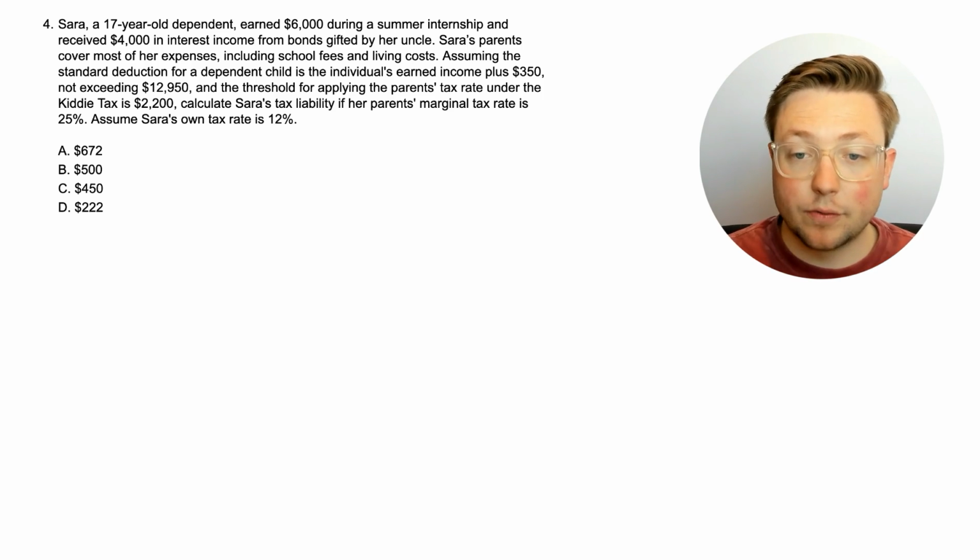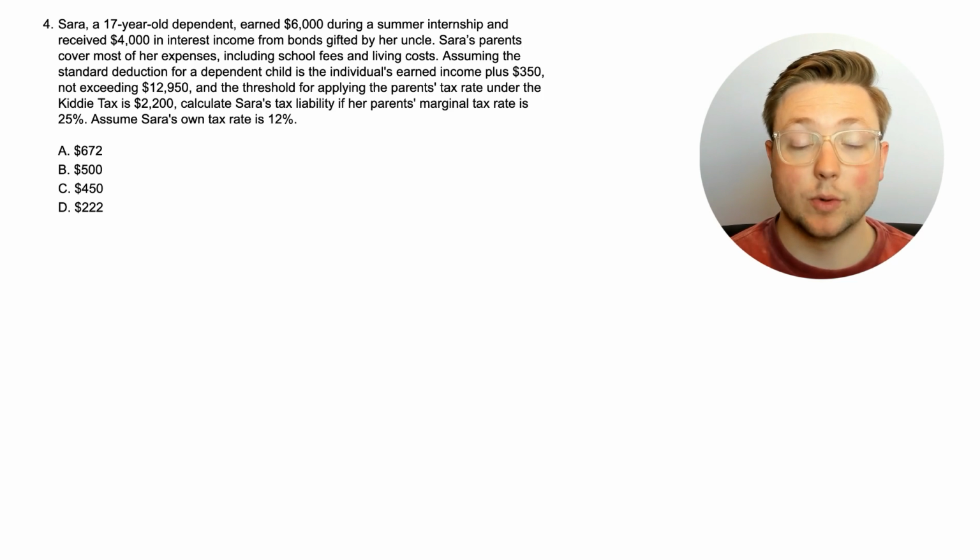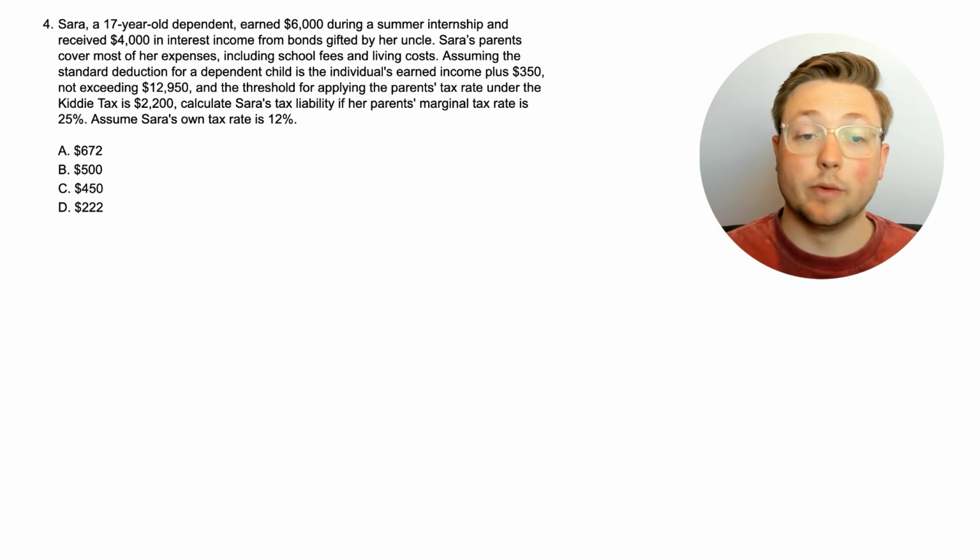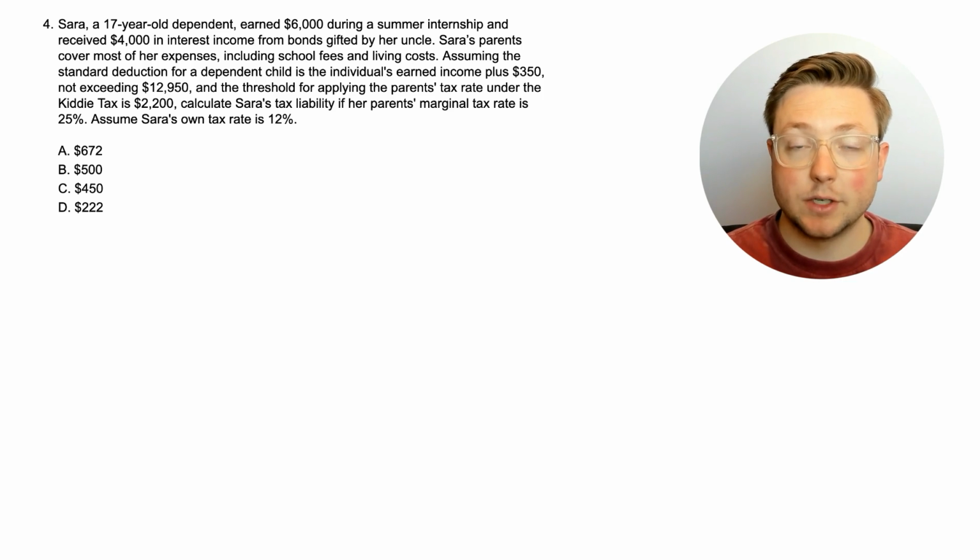And the threshold for applying the parent's tax rate under the kiddie tax is $2,200. Calculate Sarah's tax liability if her parent's marginal tax rate is 25%. Assume Sarah's own tax rate is 12%. Okay, so we've learned how to do this. It's a little bit of a complicated equation, but if you've been paying attention, you probably know how to do this at this point. So go ahead, pause the video, and when you're ready, come back. We'll look at the answer together.